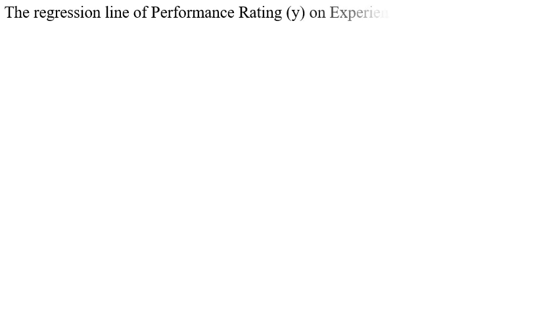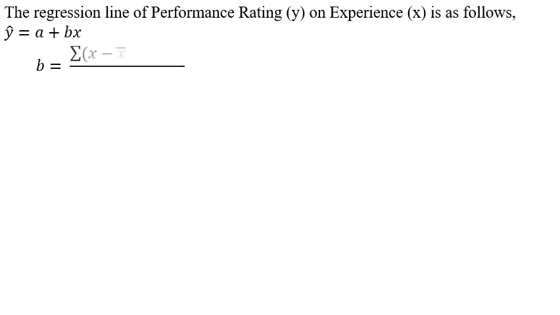Now, as usual, we have to start with the regression line of performance ratings, that is the Y variable, on the experience, that is the X variable. The Y cap is equal to A plus Bx is our equation. Once you are done with the titles, write down the formulas. B is equal to summation X minus X bar into Y minus Y bar divided by summation X minus X bar whole square. Now put the values, that is 247 upon 218, that would be 1.13.